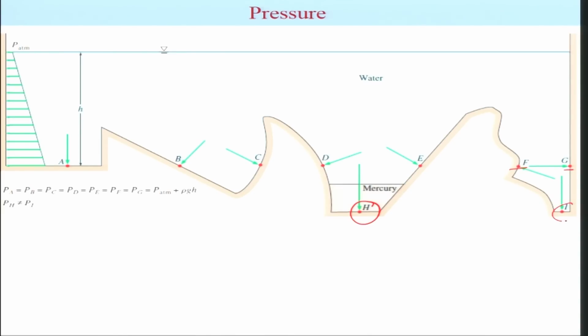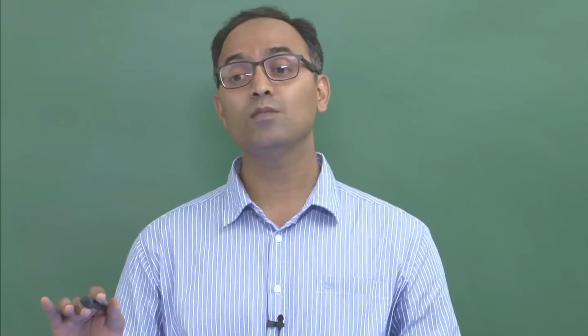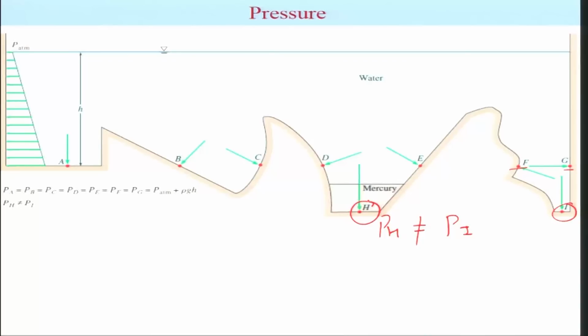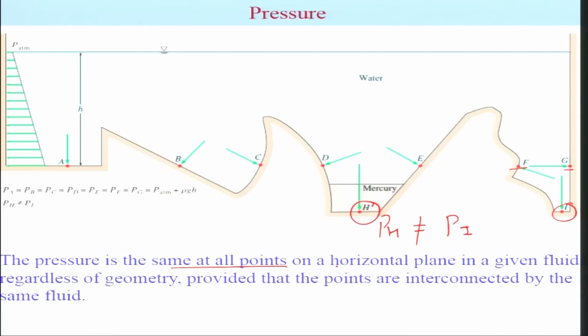But the pressures at H and I are not the same, and the reason is, though they are at the same horizontal plane, they contain different fluids, and hence you have to make use of the differences in the density, which we'll talk about later. So that means the pressure is the same at all points on a horizontal plane in a given fluid regardless of the geometry, provided that the points are interconnected by the same fluid. So it's extremely important that they have the same fluid.